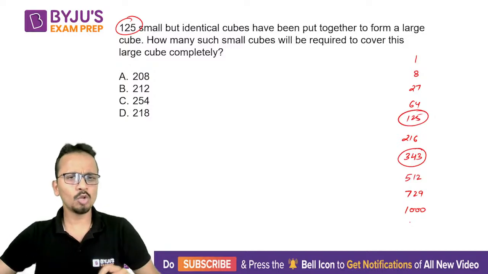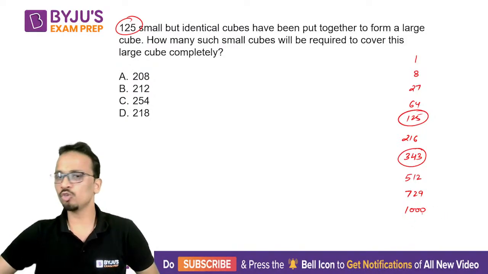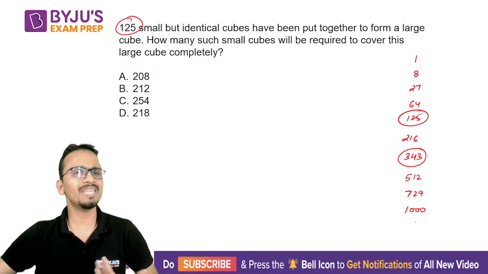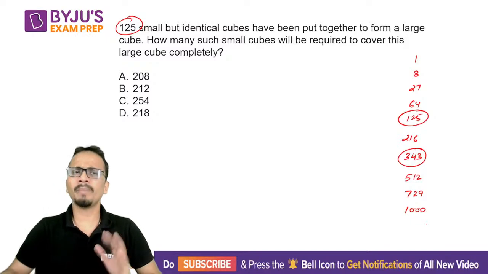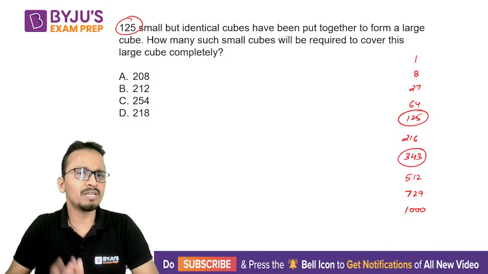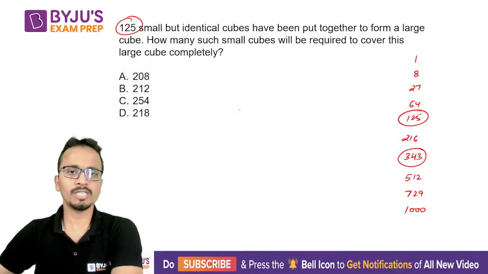It is always suggested to remember the cubes up till 15. So 11 cube, 12 cube, 13 cube, yes. So 12 cube is 1728. Like this, try to remember cubes up till 15. That will be very handy. All right, so now let's talk about this question.